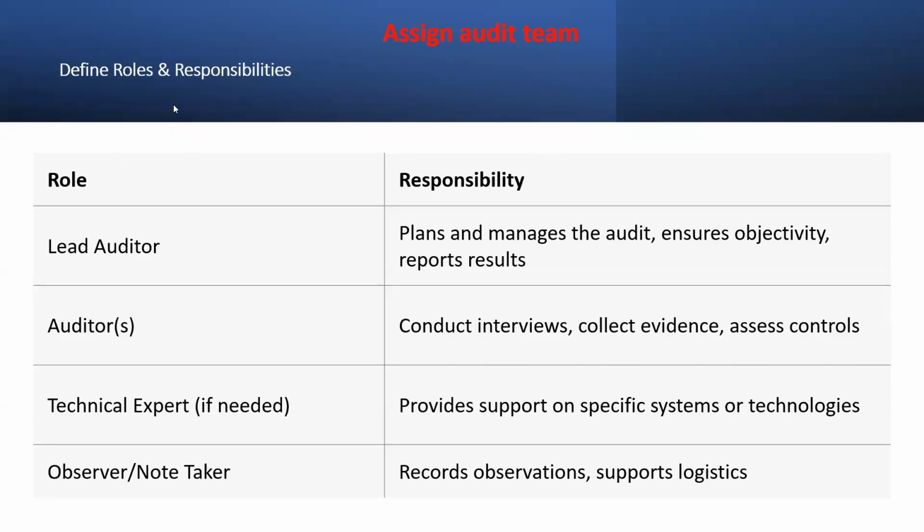Now it's time to assign the audit team and define roles and responsibilities. Who will be part of that audit? We have the lead auditor, technical expert, observer, and note taker. These are the members who will become part of that audit. What will be their responsibility? Who will become the lead auditor? The team leader. That team leader is going to plan and manage the audit, ensure objectivity is met, and prepare the report as well.